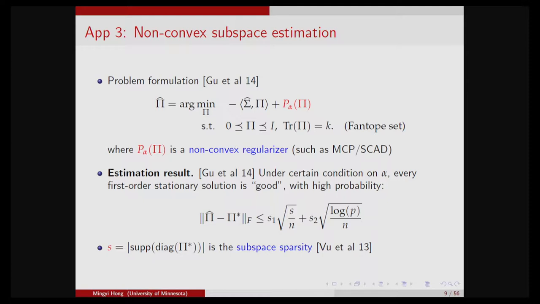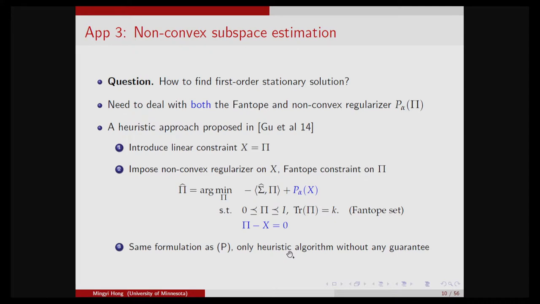Okay? So they provide some very nice estimation results saying that if I can solve the problem to any first-order stationary solution, then the solution is good in the following sense. The difference between the solution you get and the optimal solution, pi star, is bounded above by this number. This number is related to the number of samples, which is n here, and also s is the subspace sparsity, the sparsity of the principal subspace, and things like that. Okay. Now what we're interested in here is how to find the first-order stationary solution. Right? So if the first-order stationary solutions are good, how to find them?